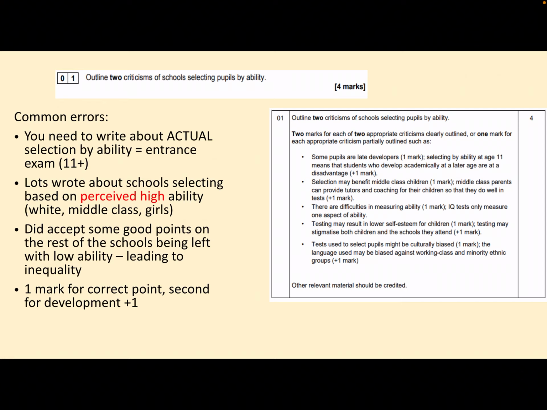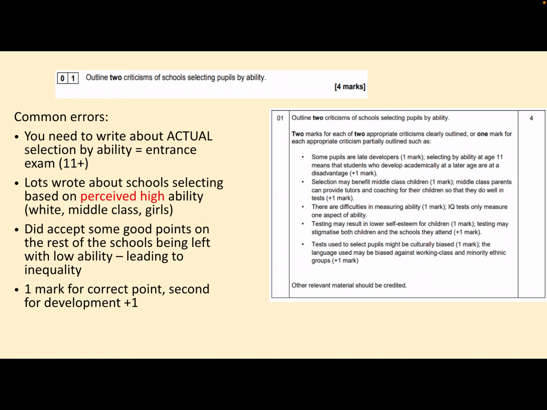I did accept some good points on one of the issues, one of the criticisms of selecting pupils by ability, which was that the other schools got left with a low ability intake, leading to inequality. And in some cases, I gave credit if you'd made a point about those who are materially deprived will do less well. Obviously, that is true for the 11 plus, but I wouldn't have probably given you the full 2 marks at that point. I would have only given you 1.